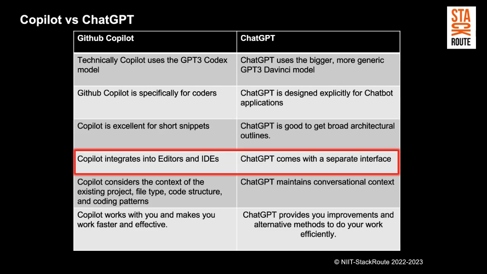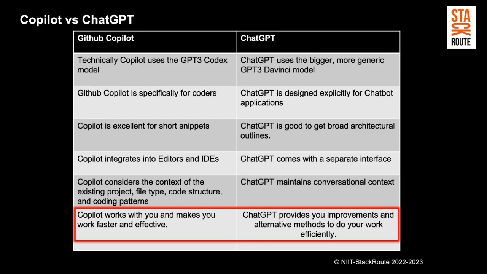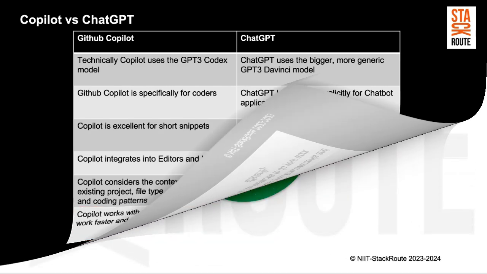Copilot integrates into editors and IDEs, as we have seen, whereas ChatGPT comes with a separate interface. Copilot considers the context of the existing project and the coding patterns, whereas ChatGPT maintains a conversational context. GitHub Copilot works with you and makes your work faster and effective, whereas ChatGPT provides you improvements and alternative methods to do your work more efficiently.